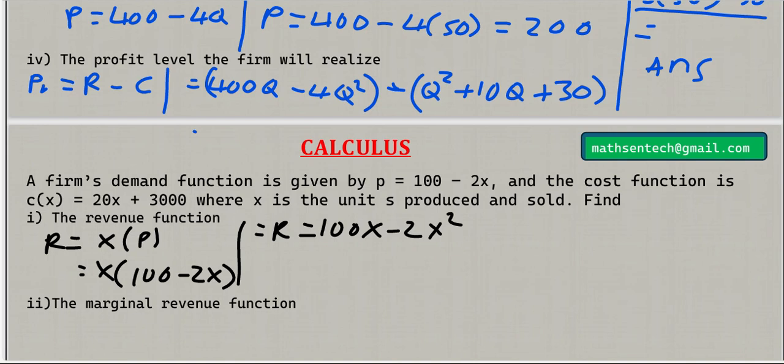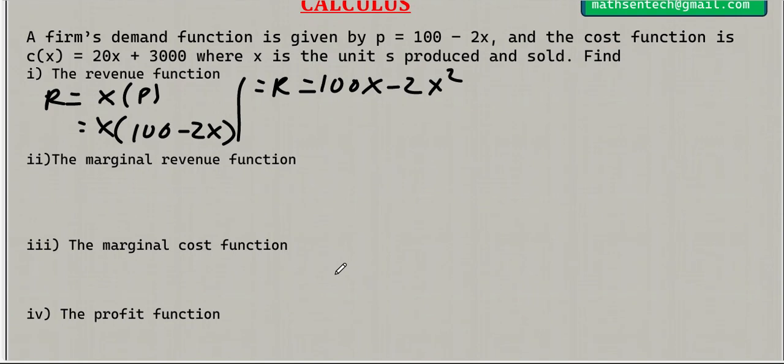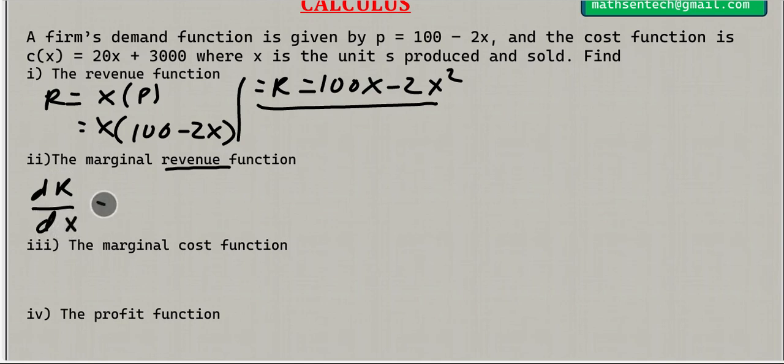The next thing is you're told to find the marginal revenue. So what is marginal revenue? Marginal revenue is the revenue you get by selling one extra unit. So how do you get that? Again, you simply get that by differentiating the revenue function. You have to be careful about the revenue. If you're told marginal revenue, know you are working with the revenue function. So now differentiate the revenue function to get the marginal revenue. So dR by dx will be, differentiate that, you get 100 minus 4x. So that will be your marginal revenue function.